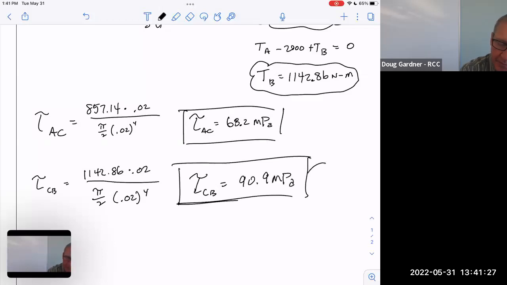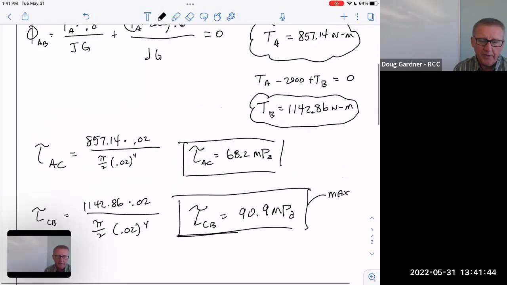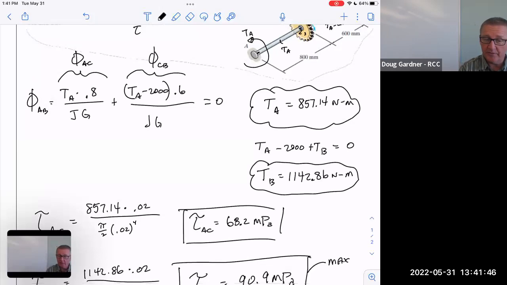And so in the last problem, we basically just said, oh, that's the max. We didn't have to find all of them. We just picked the one that was the largest, but you can find the shear stress in each chunk of it if you want to. And I won't take the time to do it, but it is a good exercise to go back and find the twist of both of those individually and go, oh, look at that, they are equal. That's cool.